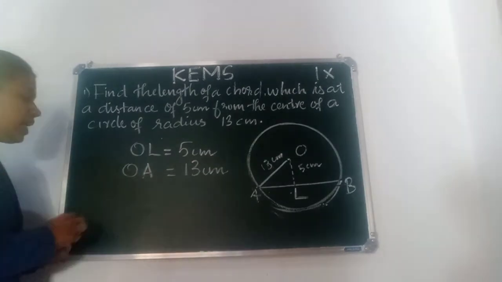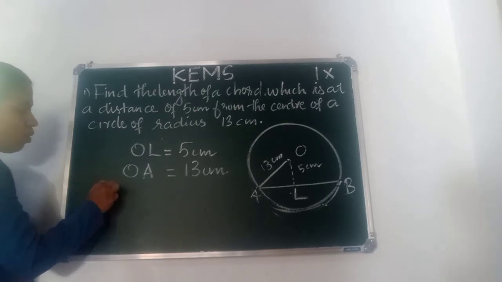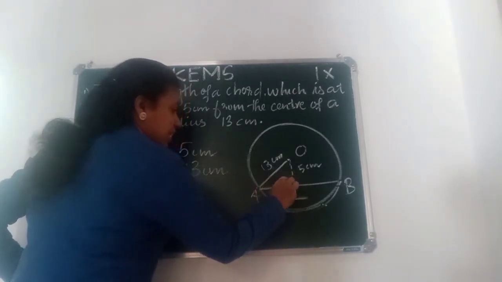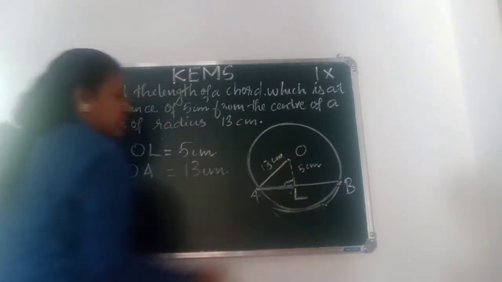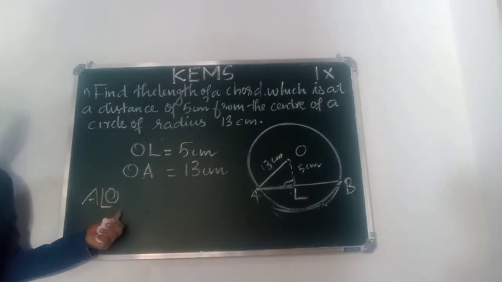Consider the right angle triangle ALO. This is 90 degrees. So take this right angle triangle ALO.